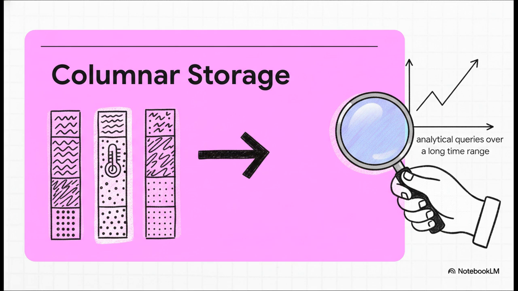See, most databases store data in rows. But for analytics, that's not great. Columnar storage flips that on its head. It groups all the timestamps together in one block, all the temperature readings in another, and so on. This is a total game changer when your query is like, just give me the average temperature over the last month, because the database only has to read that one column.